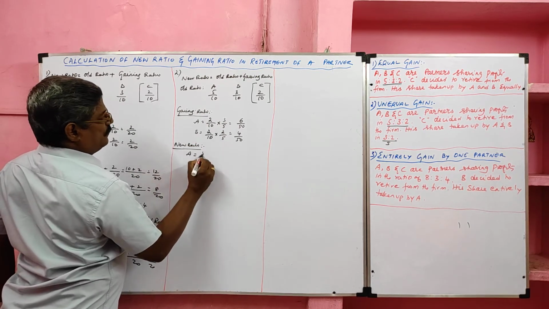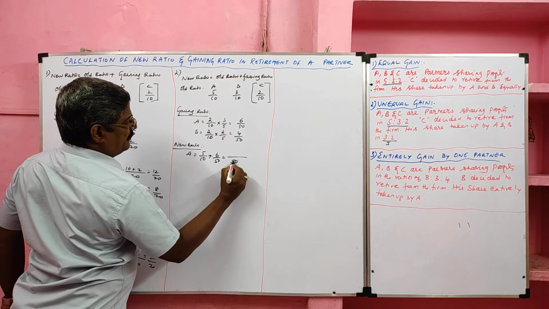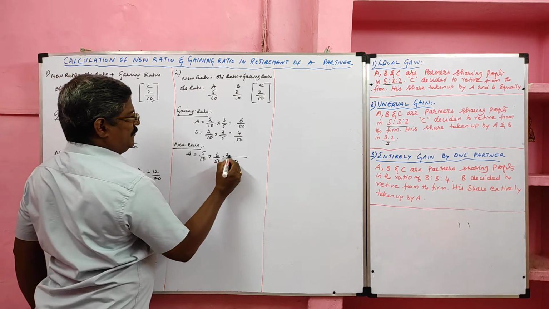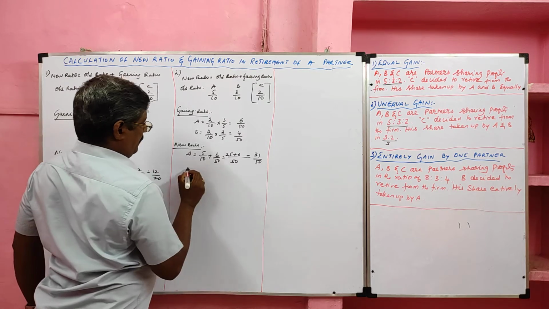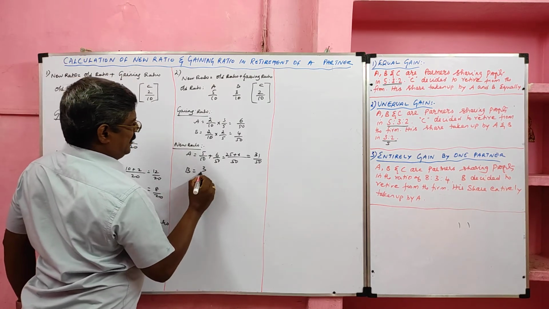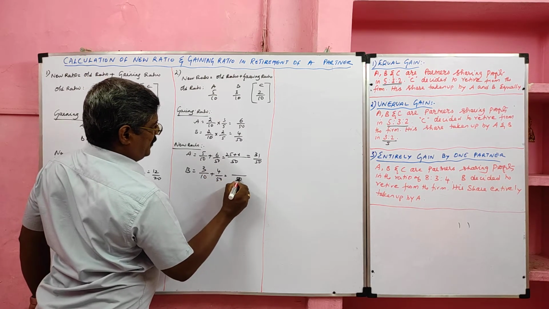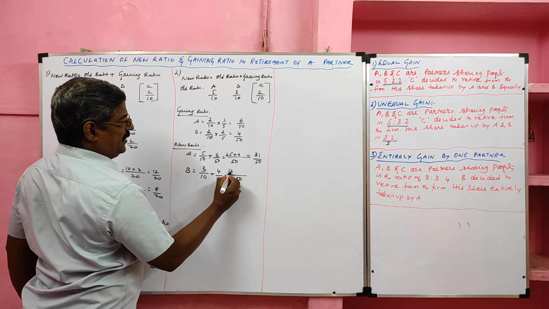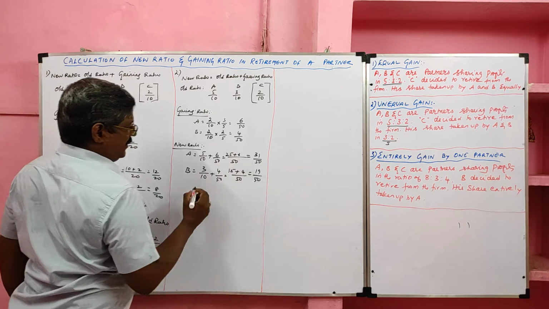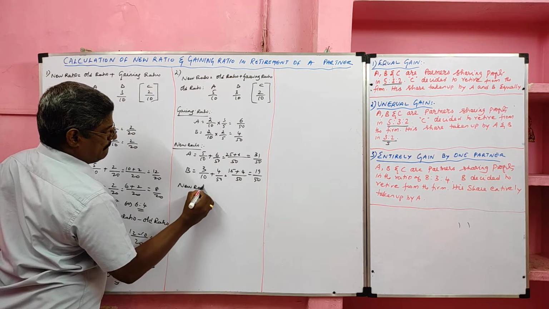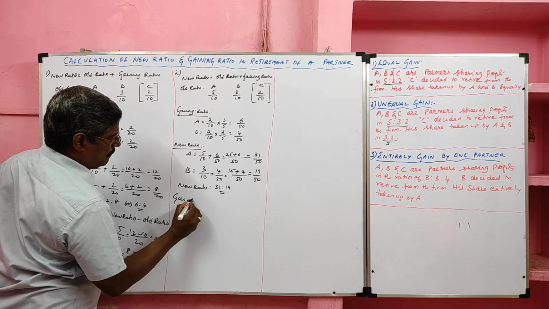A's old ratio 5 by 10, gain 6 by 50. Common denominator 50. 50 divided by 10, 5 5s are 25, plus 6 equals 31 by 50. B's old share 3 by 10. B's gain 4 by 50. Common denominator 50. 50 divided by 10, 5 3s are 15, plus 4. So new share is 19 by 50. So new ratio is 31:19.